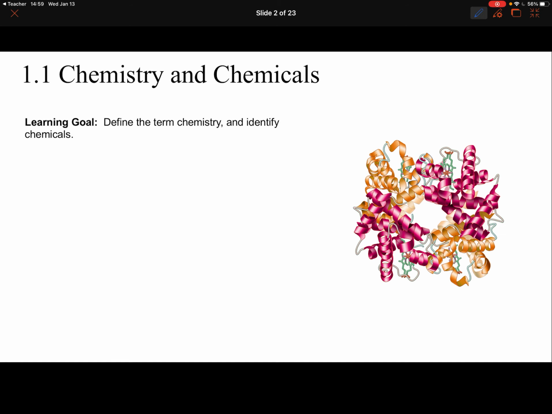Now, with this chapter, we do have a couple of learning goals. We want to just define chemistry and identify what chemicals are, or at least in this section. And for the most part, as we go through these lectures, I will be pointing out what the objectives are, or the learning goals. Now this is a diagram of hemoglobin.